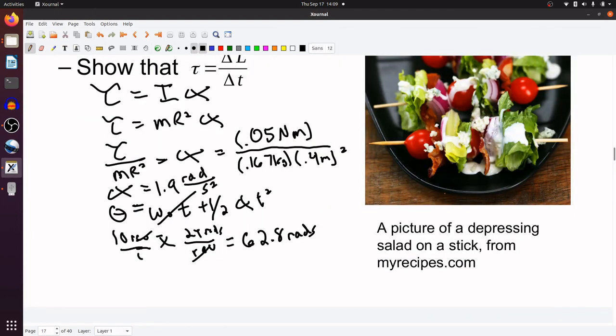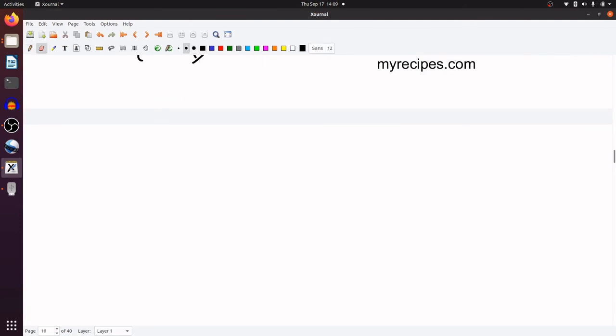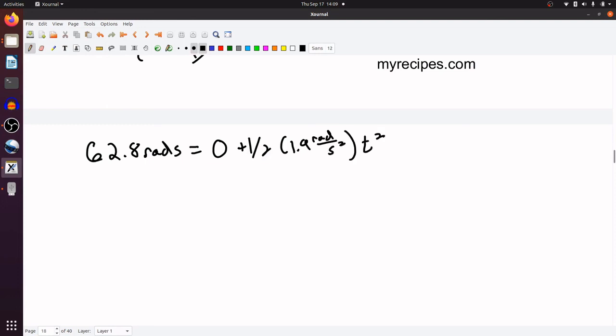So now I know theta, so I can plug that in. I'm going to come down here. 62.8 radians is equal to 0 for the initial angular velocity, plus 1/2 of 1.9 radians per second squared, times t squared. And so I just need to solve for t. I take 62.8, divide that by 1/2, divide that by 1.9, and then take the square root of that, and I get 8.1 seconds.